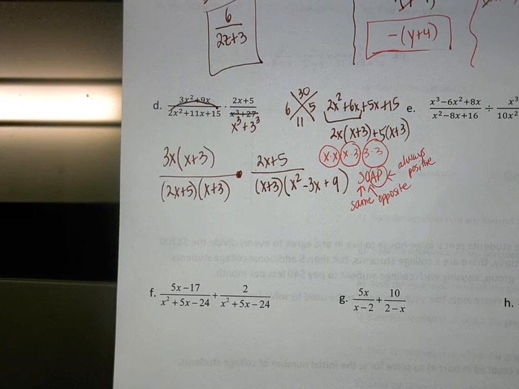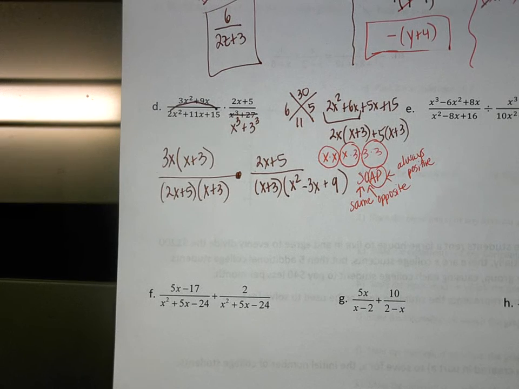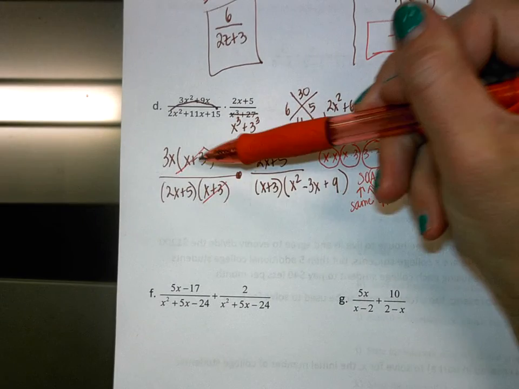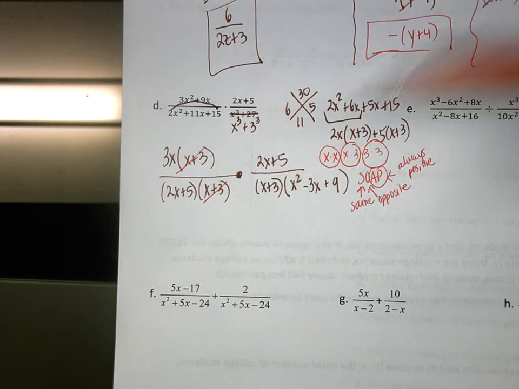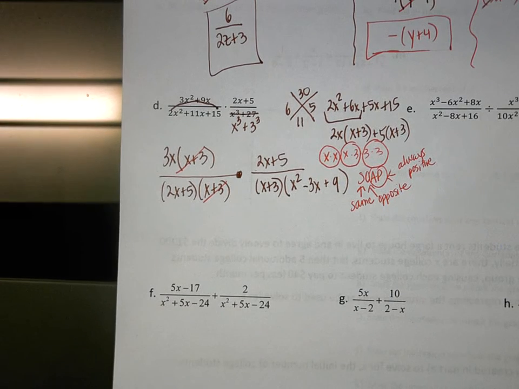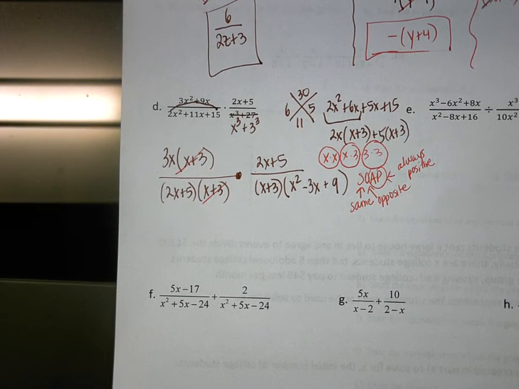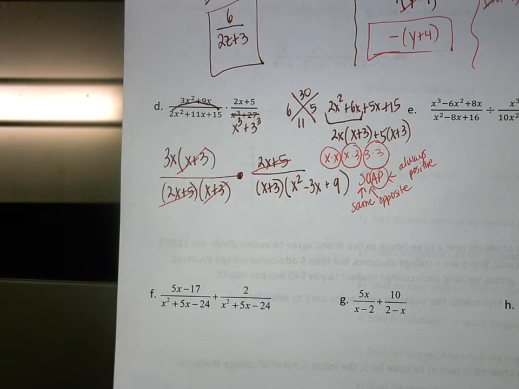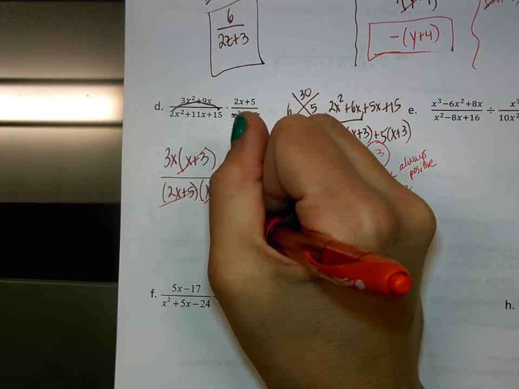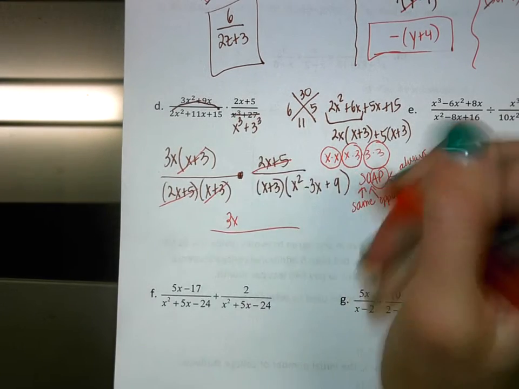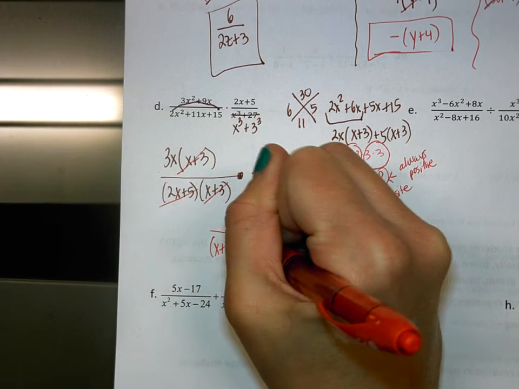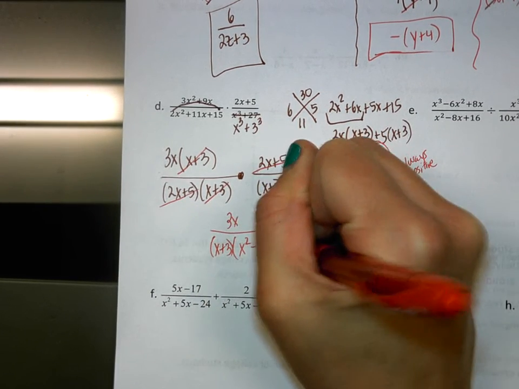Okay, do we see anything that can cancel? Good. x plus 3's, and you could cancel this one with this one or this one with this one. It doesn't matter. Okay, anything else that can cancel? 2x plus 5. 2x plus 5's. Can anything else cancel? No. So on the top we have 3x, and then our denominator is x plus 3 and x squared minus 3x plus 9.